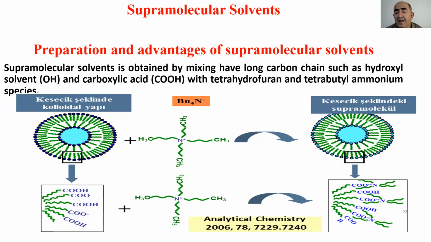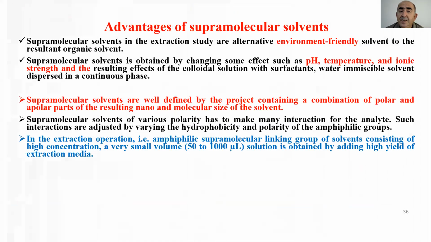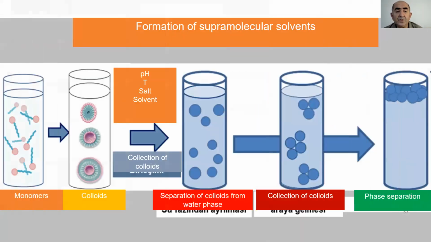And they are very new and very good green solvents for the microextraction of trace metal ions because they are environmentally friendly solvents. Also the separation is fast and very simple, and we can get quantitative results by using supramolecular solvents. This is the main methodology.